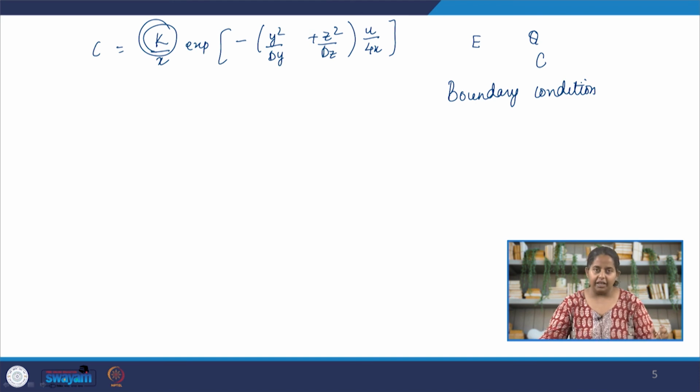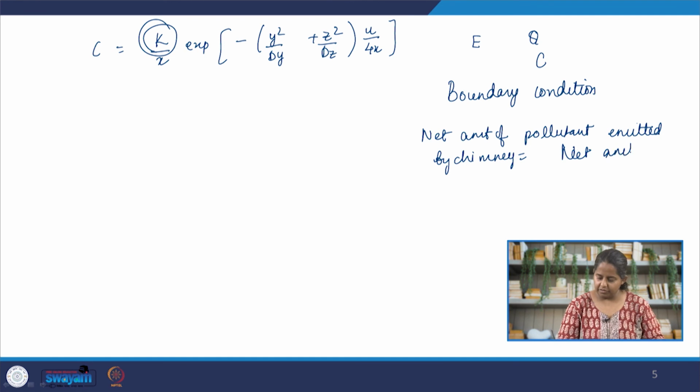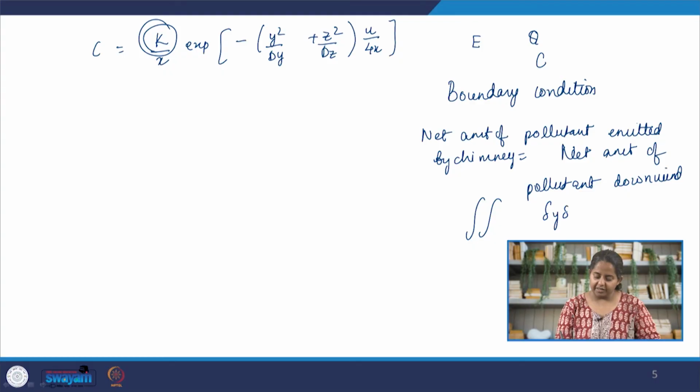And the boundary condition that we are going to apply is very simple. We are going to say that the net amount of pollutant emitted by the chimney is equal to net amount of pollutant downwind. This is the boundary condition we are going to apply, and I am going to discuss this in detail in the next class, where we are going to apply this boundary condition. We are going to do double integration del y del z. Del y will range from minus infinity to plus infinity.